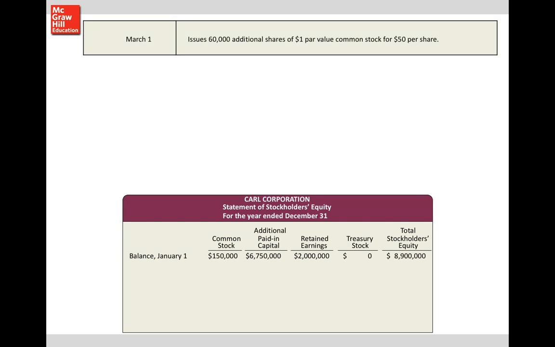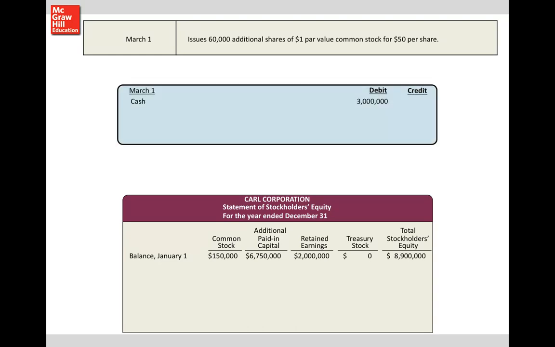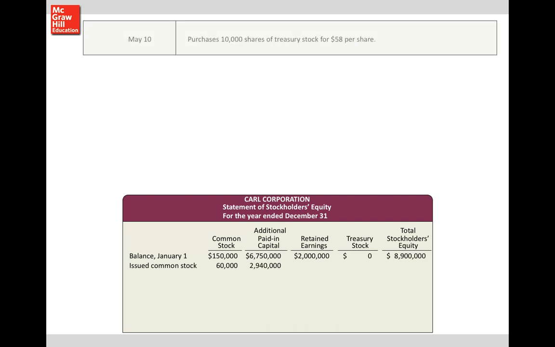So let's go ahead and look through this. On March 1st, Carl Corporation issues 60,000 shares of $1 par value common stock for $50 per share. What that's going to look like is a debit to cash for the total amount. The common stock will increase by 60,000 and the additional paid-in capital will increase by the remaining amount. So, on the statement of stockholders' equity, the common stock will have 60,000 additional dollars underneath its column, and additional paid-in capital will have $2,940,000 under its column.